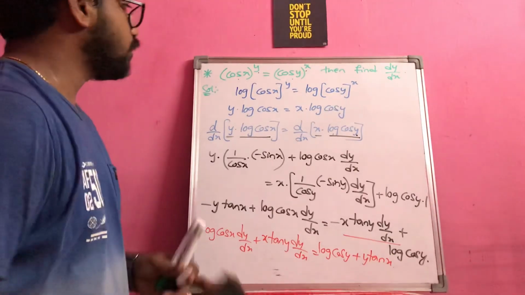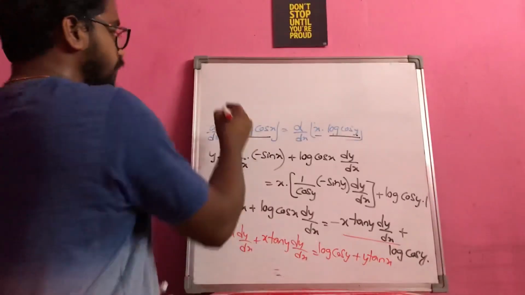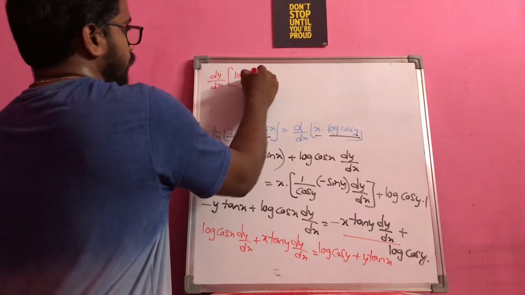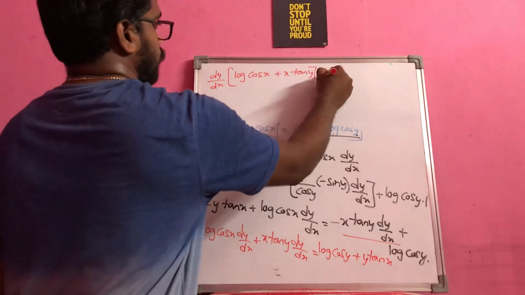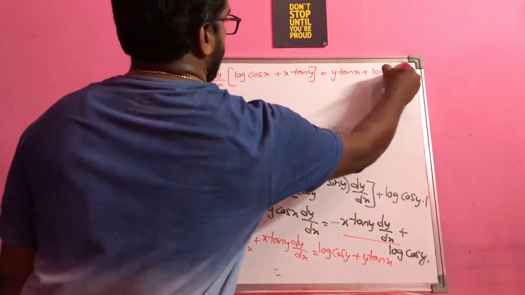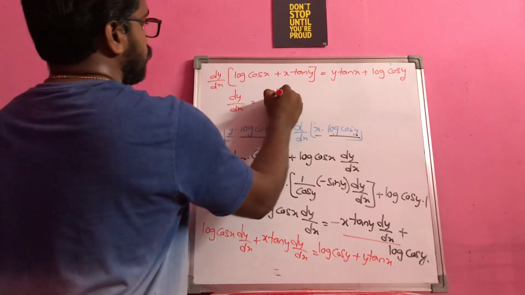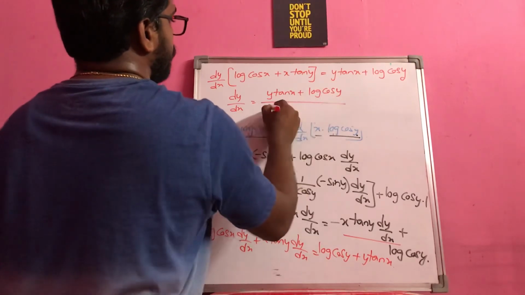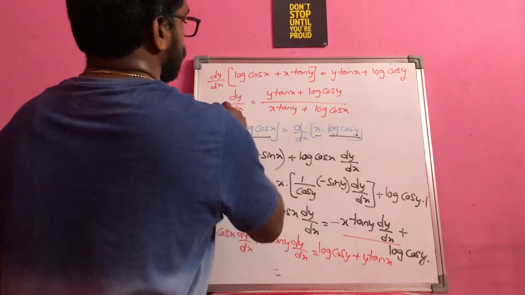But our requirement is to find the value of dy by dx. So from the left side terms I will take dy by dx as common. If I take dy by dx as common, I will get (log cos x plus x tan y) is equal to, this term will be as it is, y tan x plus log cos y. So my requirement is dy by dx, which is equal to (y tan x plus log cos y) divided by (x tan y plus log cos x).